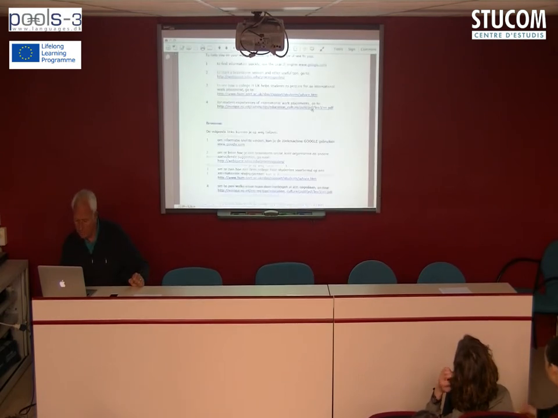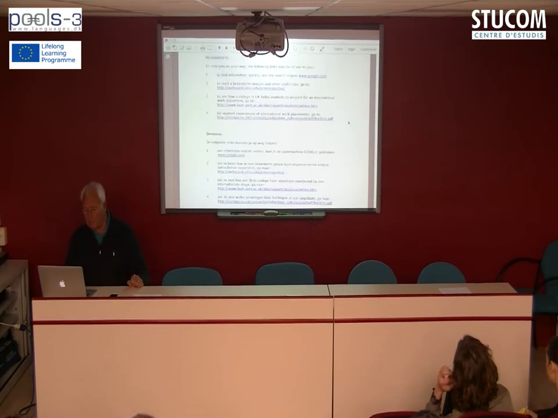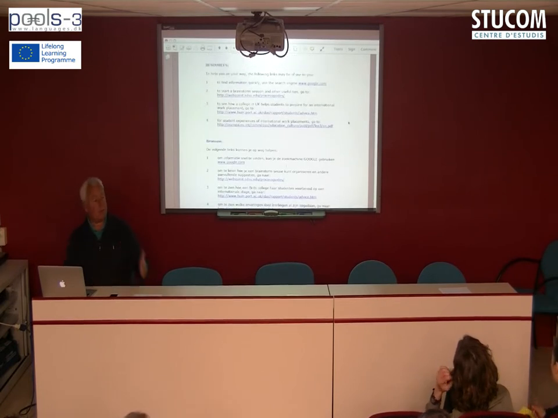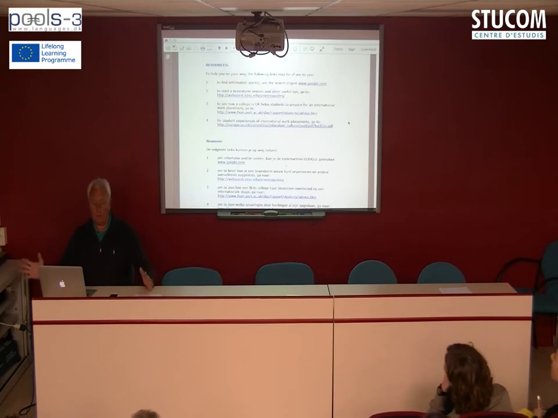Rotate clockwise. There. Good. So there must be resources, because we don't just want them to Google out in the free world. We start giving them 4, 5, 6 resources where they can get some information. When they have used that, then they can explore further on.